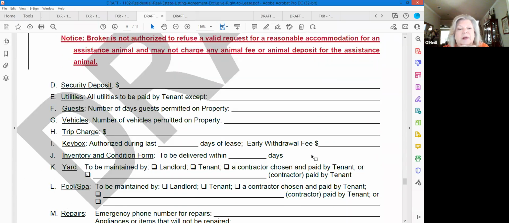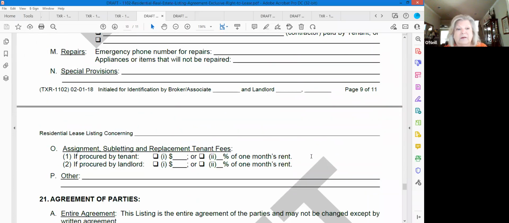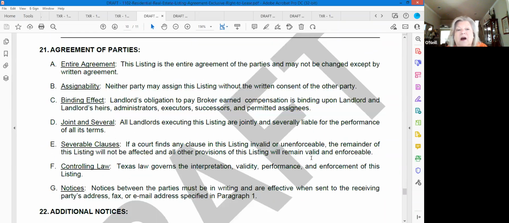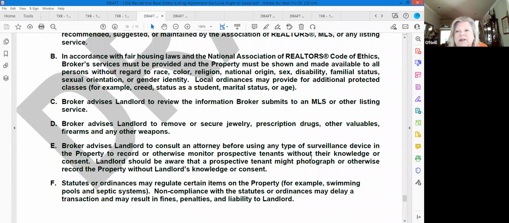And they put that in paragraph 20 so that the landlord clearly understands we're not going to do that, and that they have to honor all the requests for assistance animals. Any questions?